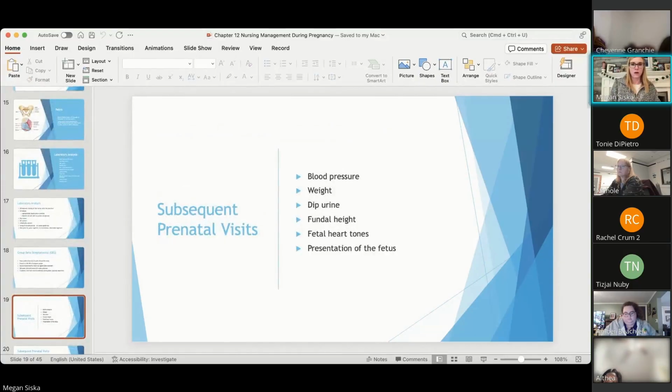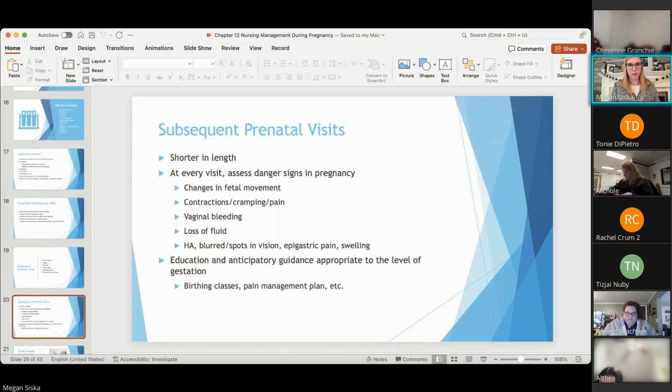Okay. So then subsequent visits are going to be shorter, kind of short and sweet for the most part, as long as there's not any issues along the way. So we get blood pressure, we get a weight, we check that urine occasionally. We'll check that fundal height, which usually starts around 20 weeks that we do regular fundal height assessments. We always listen to fetal heart tones, and then eventually we'll start figuring out what position the baby's in, maybe doing some cervical exams as they get closer to labor.